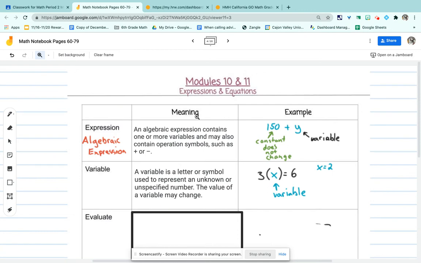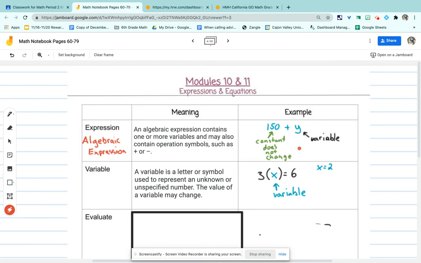So on Monday, we talked about algebraic expressions. What is an algebraic expression? An algebraic expression contains one or more variables and may also contain operation symbols such as plus or minus. Now, we have here an expression, 150 plus y, and the 150 is called a constant. This number is not going to change, but the y is a variable, and this could change.